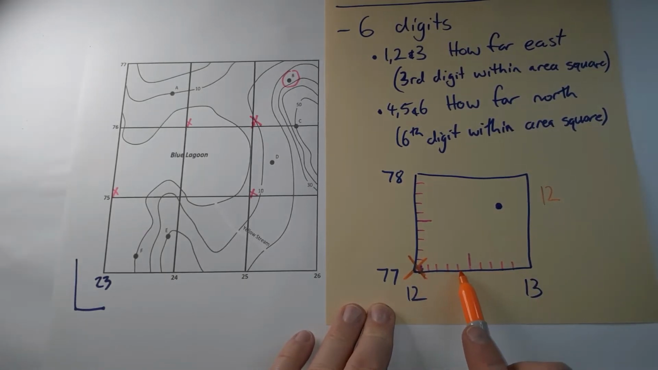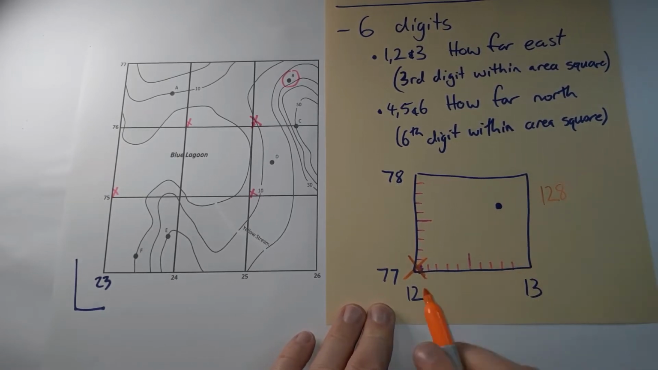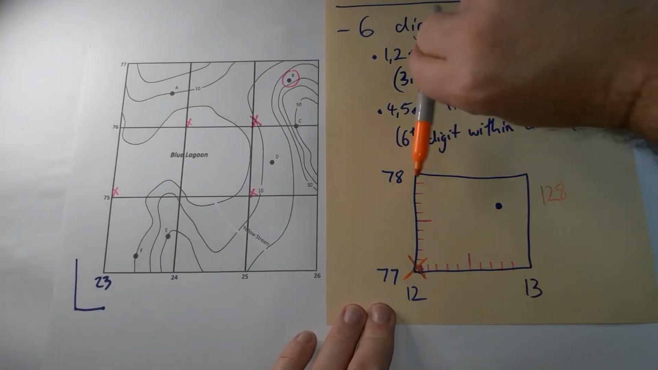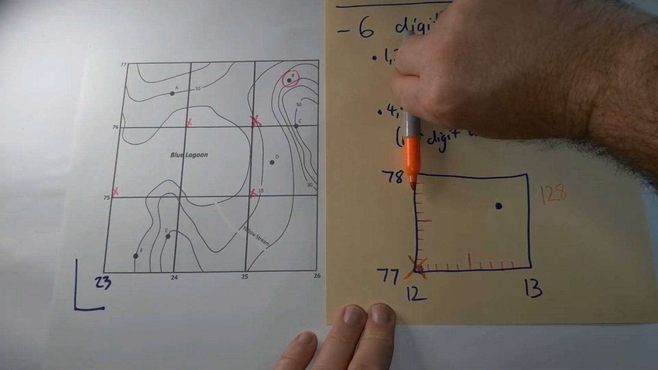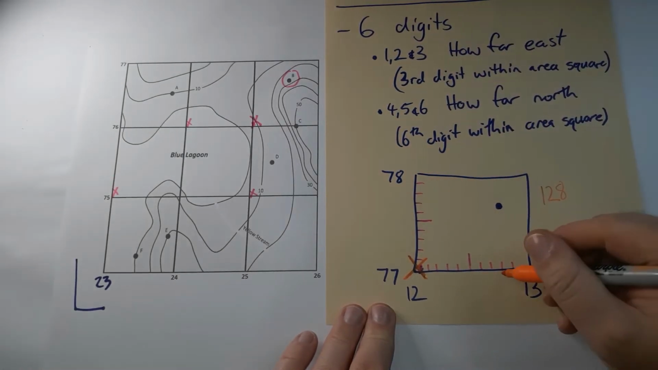1, 2, 3, 4, 5 being halfway, 6, 7, 8. So in this case, I'm about 8 tenths of the way further across, or further east. So in this case, I've gone to the whole number, the line 1, 2, and then I've gone another 8 tenths of the way across. So at the moment, I'm sitting right here.